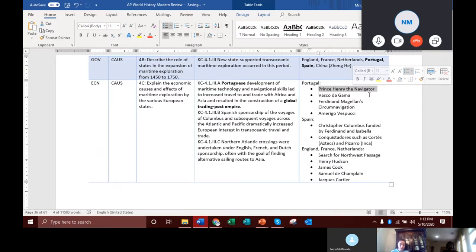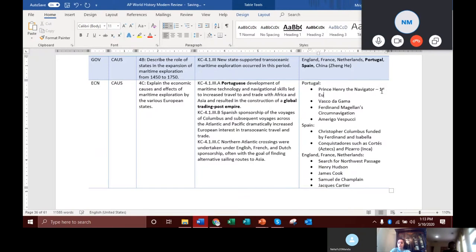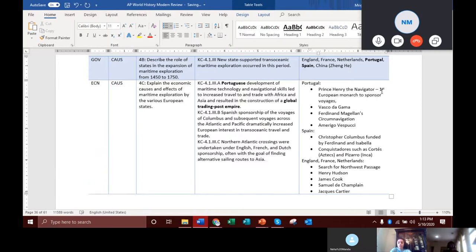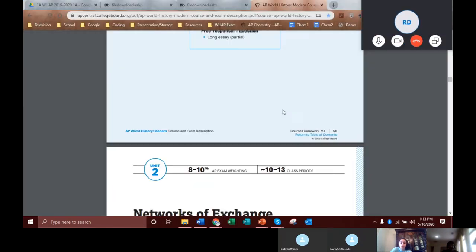Prince Henry the Navigator was the first European monarch to sponsor seafaring expeditions. He also had a school, I think, right? Mr. Rash's PowerPoints? Let me just see if I can find it. So he was the first European monarch to sponsor voyages. Yeah. And I think he also had a school. Could someone confirm that? We can search it up right now. In fact, let's just see.